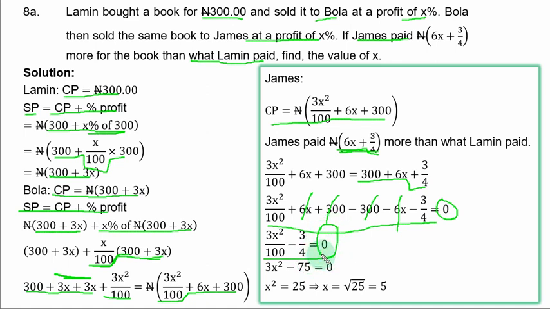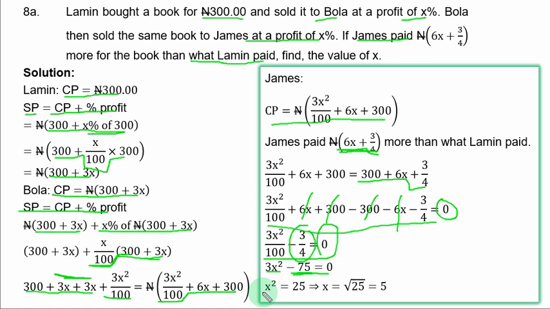So let's clear the fractions by multiplying through by 100. So you have 3s squared. You multiply this term by 100. 100 divided by 4 is 25, times 3, you have 75 equal to 0. If you collect like terms, or you transfer this term, you have 3s squared equal to 75.